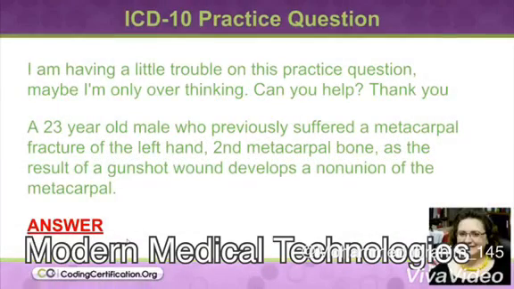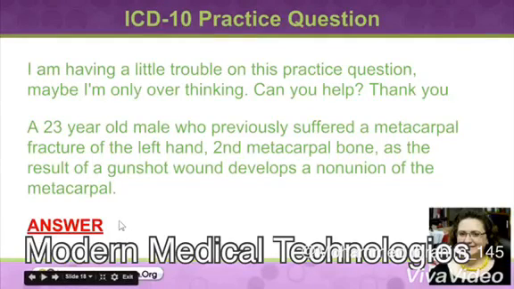So how about an ICD-10 practice question? I'm having a little trouble on this practice question. Maybe I'm only overthinking it. Can you help? Thank you. And you know what? What an interesting thing is that you usually are overthinking it.